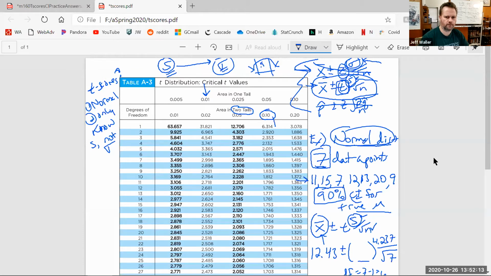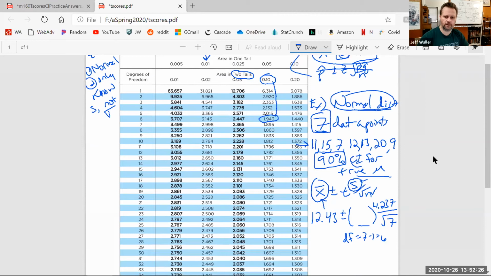So now I'm going to use this. I'm going to stop at 6. 1.943. So instead of getting it from the z-score chart, I'm going to get it from the t-score chart. I'm going to put it right in the same place, 1.943. So these are going to feel a lot like the problems in 8.1. It's just that instead of going to the z-score chart, I go to the t-score chart to get the value that goes here. That's the only real difference.